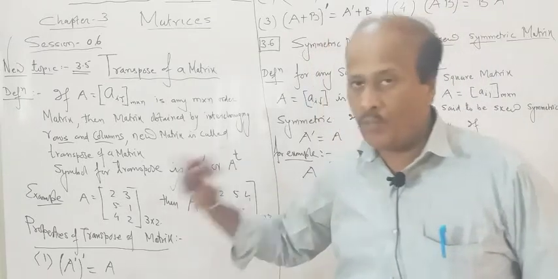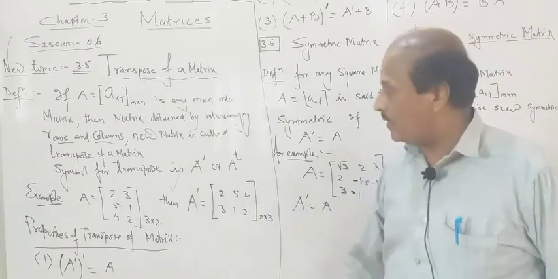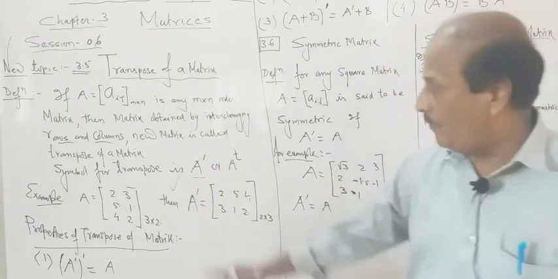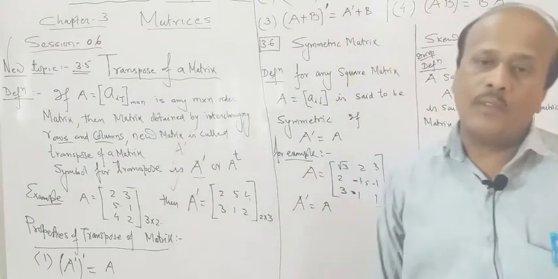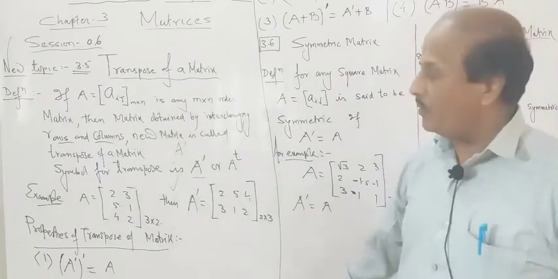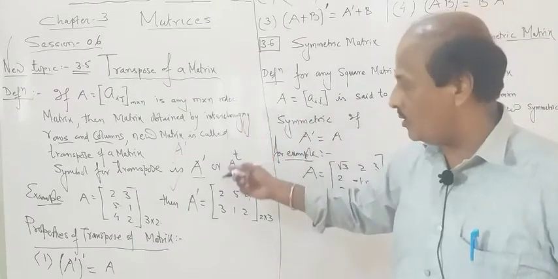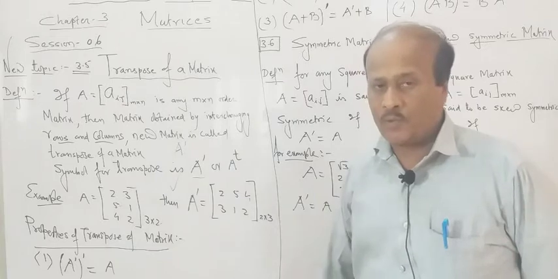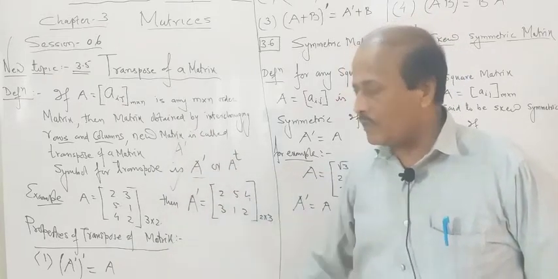First of all, the symbol for a transpose matrix. Before going to the properties of the transpose of a matrix, this is the symbol: if A is any matrix, then A dash. In our textbook we have the symbol A dash, but if you go to a reference book, there is one more symbol used, A to the power T. So it's your choice; either of these symbols can be used to represent the transpose of a matrix. So I told you the definition, the symbol, and one example.